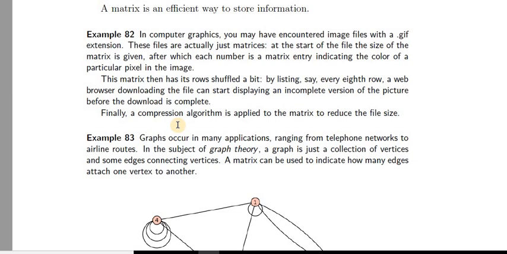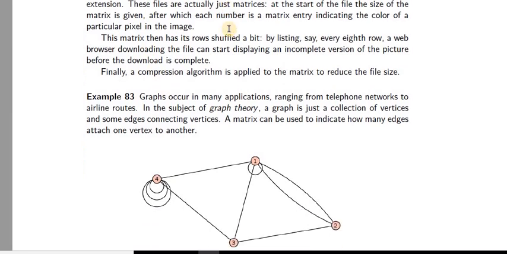Now matrices can be used to store information. For instance, graphic information. Now a picture can be thought of as a plane. At each point on the plane you have a pixel, and of course the location in the plane is specified both by the row and by the column. So that corresponds to a matrix.